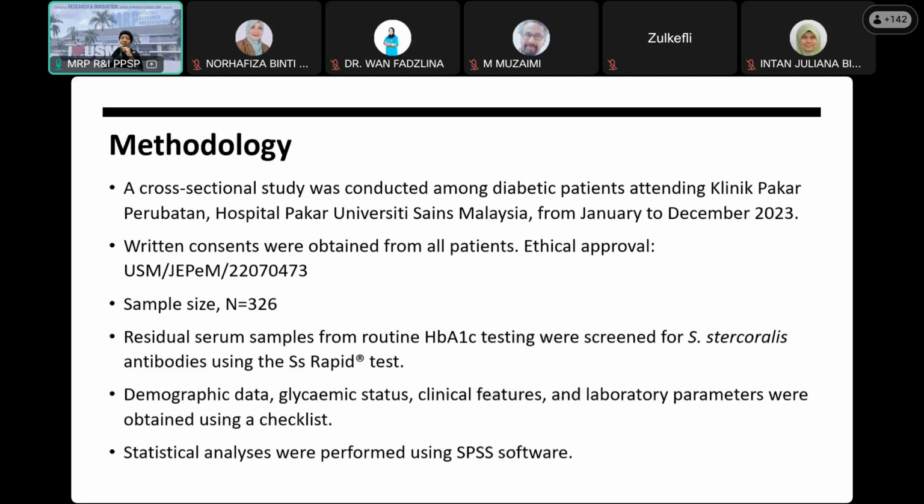For the methodology, it is a cross-sectional study. We did it in KPP from January to December 2023. Written consent was obtained from all patients who participated in this study. We calculated the sample size for both objectives, and the largest sample size is 326. In this study, we take residual serum samples from routine HbA1c that were sent to the chemical pathology lab, and that same serum sample we test for Strongyloides antibody using the SS rapid kit. And the demographic data, glycemic status, and also clinical features and lab parameters are obtained in the checklist.